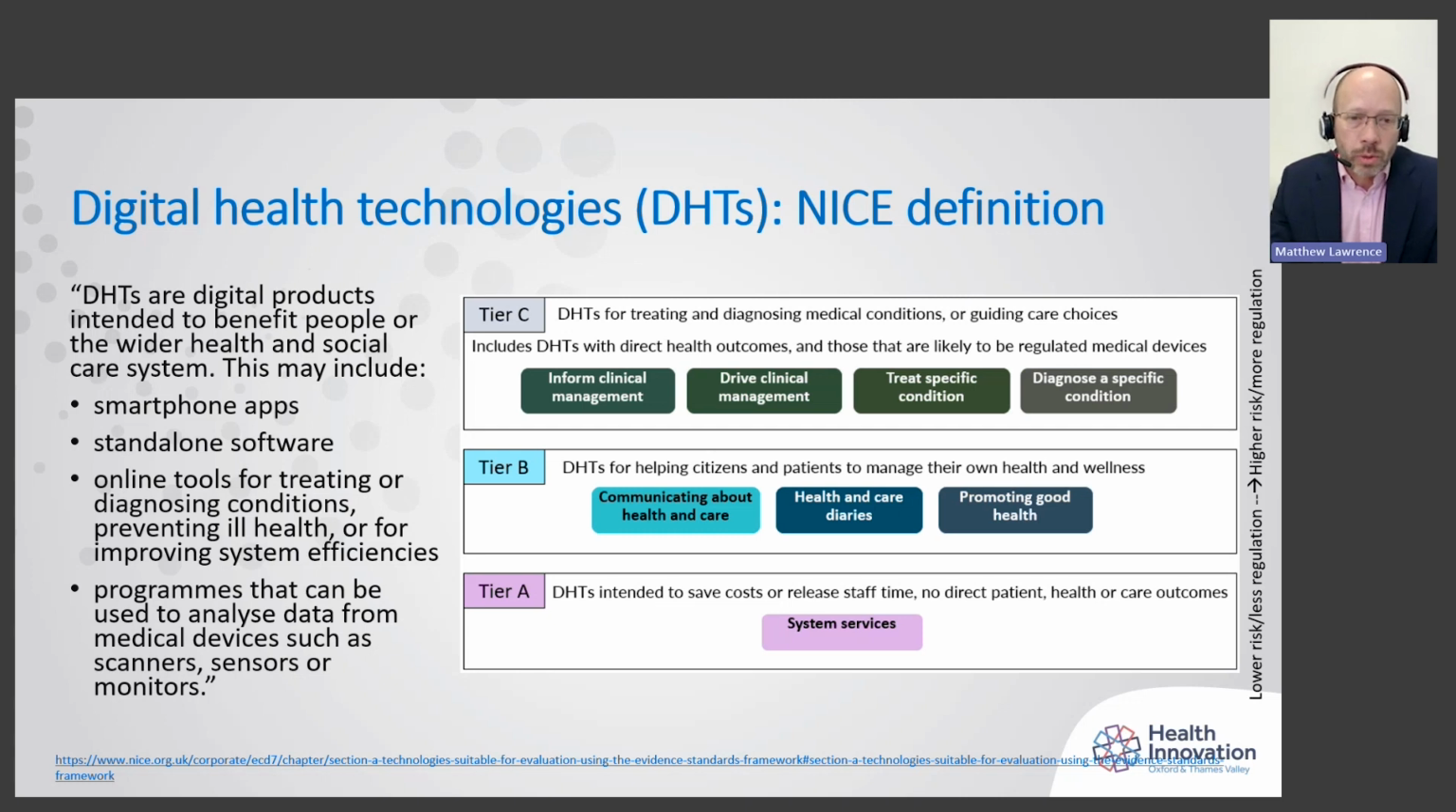That's mainly the digital products we talk about. It could be other ones as well. So here's one from NICE when they look at their evidence standards framework for digital technologies and products. They say that digital health technologies are products intended to benefit people or the wider health and social care system. We've heard that before. So smartphone apps, most people are familiar with those now. Standalone software, so software that doesn't interact with other things like a phone. It could be on a computer or other thing. It could be an online tool for treating or diagnosing conditions, preventing ill health, or it could be a program used to analyze data. So it's taking things from a machine and doing something with it.